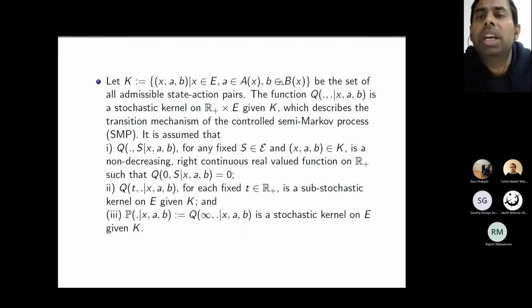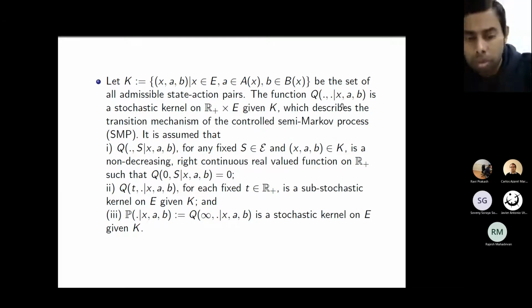Now, this K is the set of all admissible state-action pairs. That means in state x, which actions are possible to be taken. So in state x, player 1 can choose his or her actions from the set A(x), and player 2 can choose his or her actions from the set B(x). Fine. So these are all admissible state-action pairs. Now, as I said, this semi-Markov process is basically a stochastic process, so it will evolve according to some probability, right? That probability is basically given by this stochastic kernel Q.